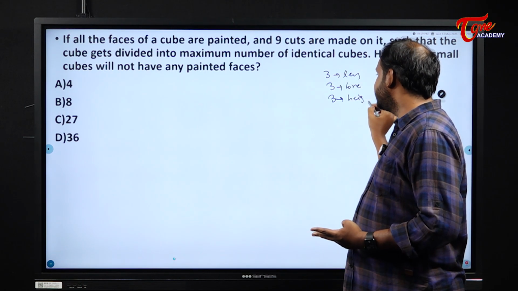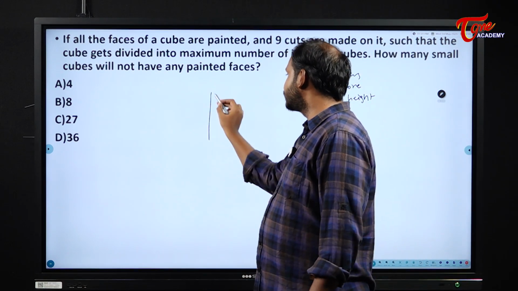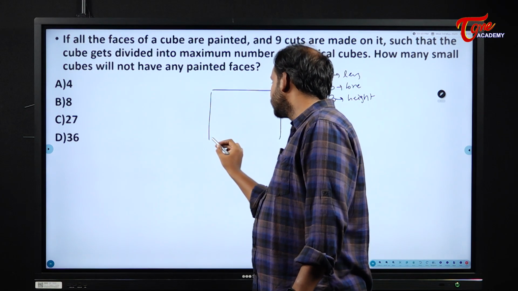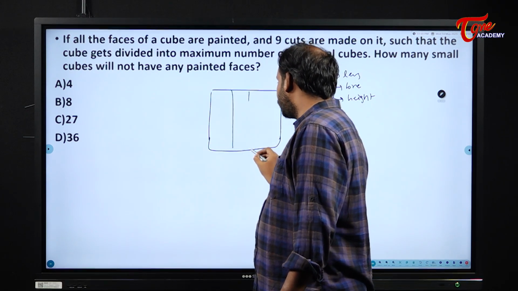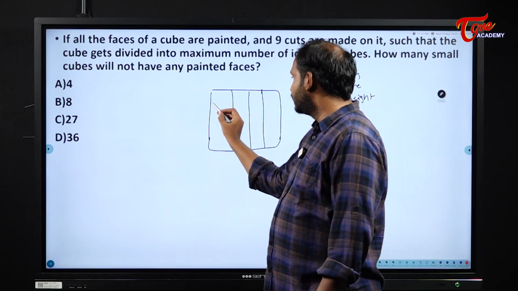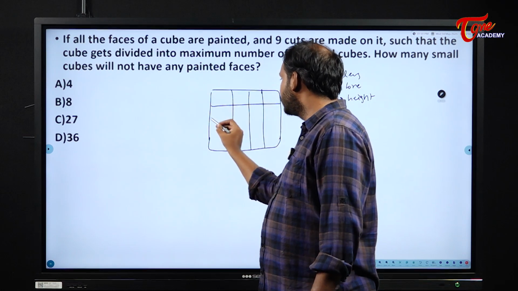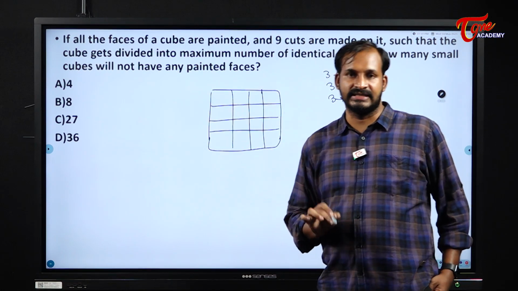See students, please be careful. If you make 3 cuts, how many portions you will get? Actually you will get 4 portions. So please be careful with that, students. 1, 2, 3. 3 cuts I made it along its height. Next 3 cuts. 1, 2, 3. Please be careful with these cuts, students.